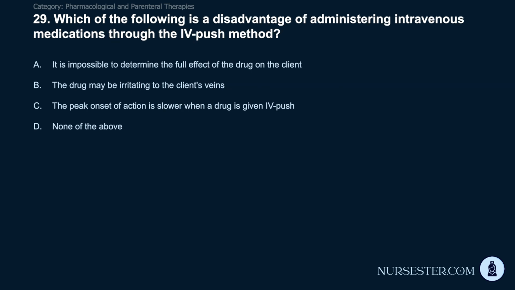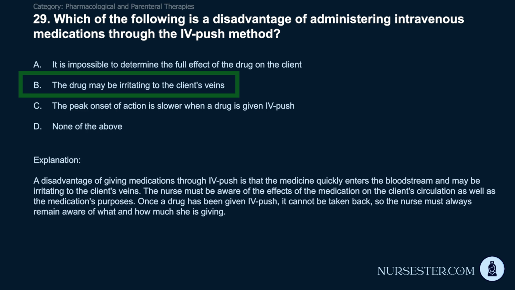29. Which of the following is a disadvantage of administering intravenous medications through the IV push method? A. It is impossible to determine the full effect of the drug on the client. B. The drug may be irritating to the client's veins. C. The peak onset of action is slower when a drug is given IV push. D. None of the above. Correct answer, B. The drug may be irritating to the client's veins.